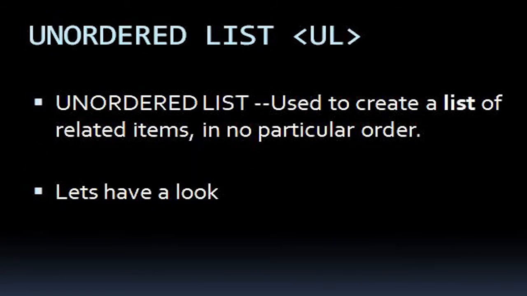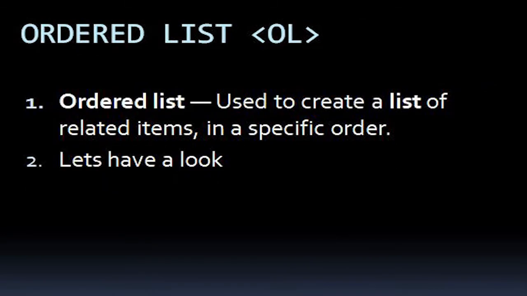UL. Unordered list means, if you observe here the points, they are denoted with squares. That is called an unordered list, used to create a list of related items in no particular order. Ordered list, OL. An ordered list is used to create a list of related items in a specific order, like 1, 2, 3's, alphabetics, Roman numbers, like that.